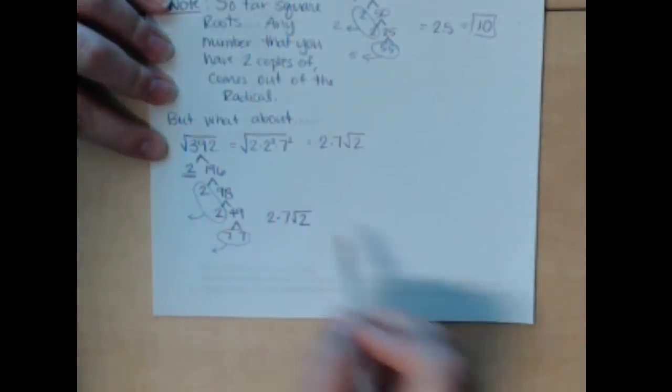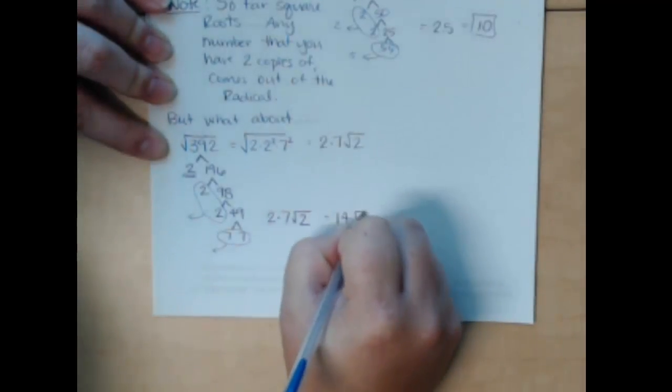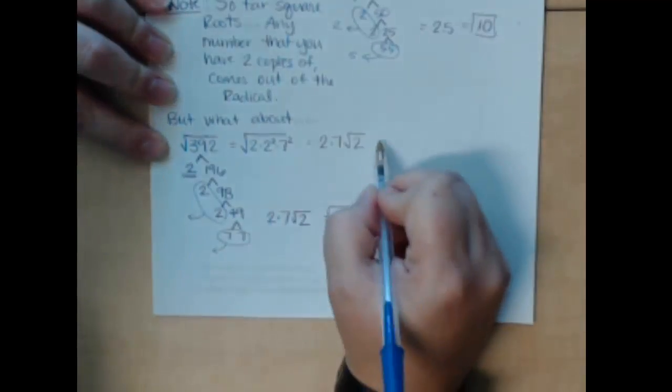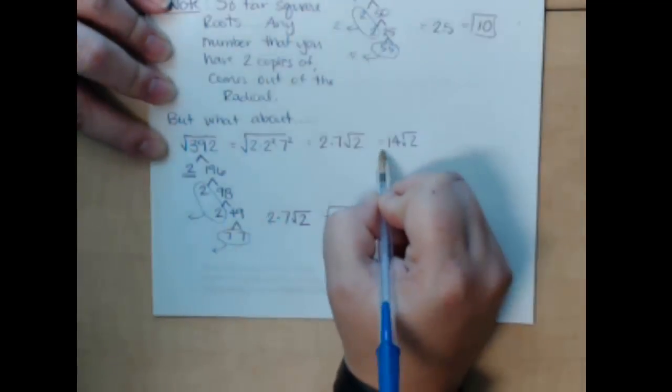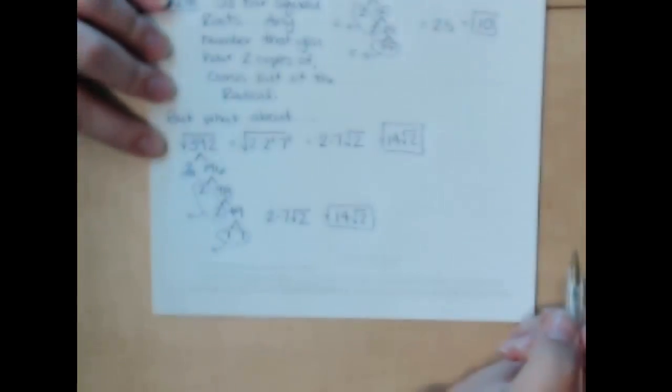Now, once we get to this step, we do need to go ahead and multiply these numbers together. So this gives me 14 square root of 2. And same thing, if we would have simplified it up here, we would still get 14 square root of 2. Okay.